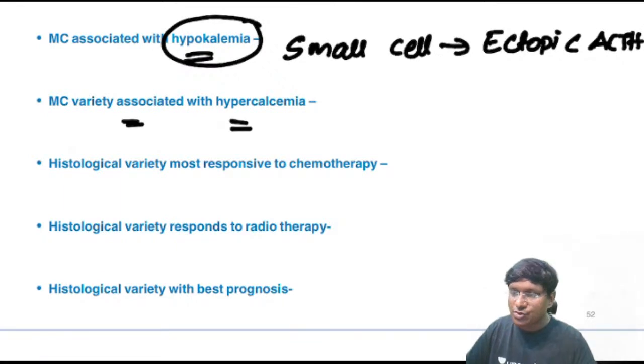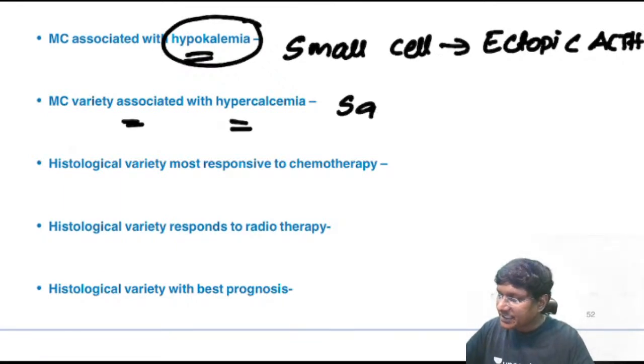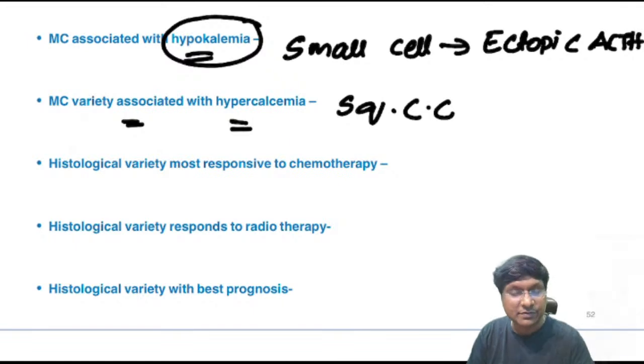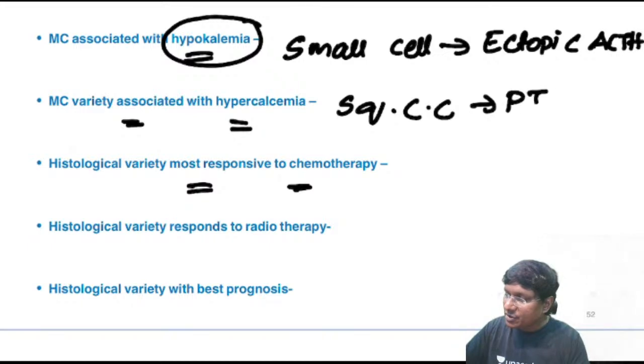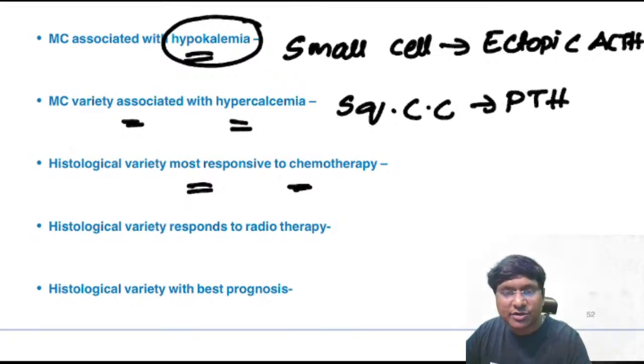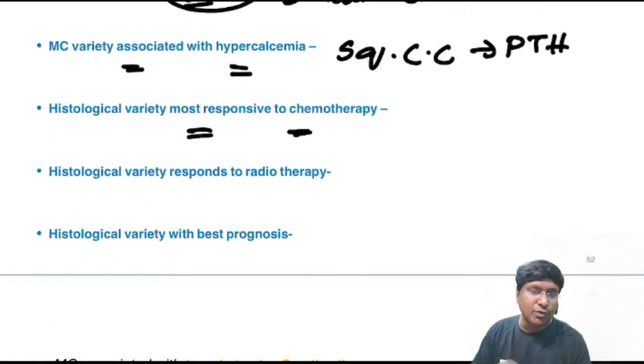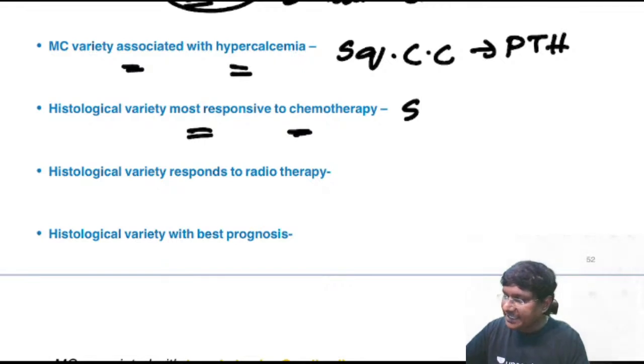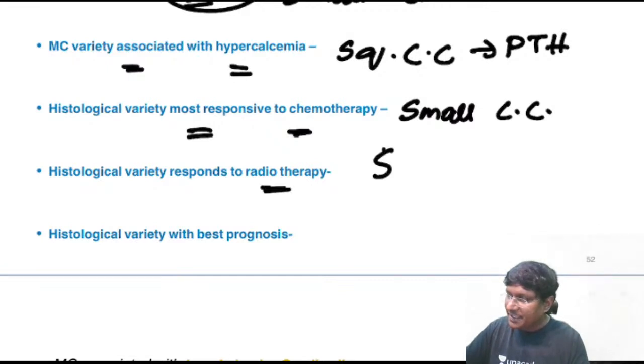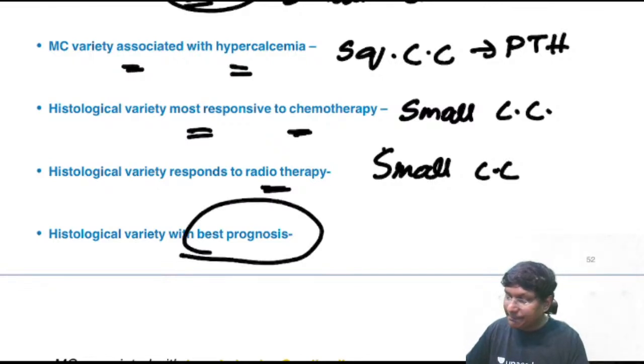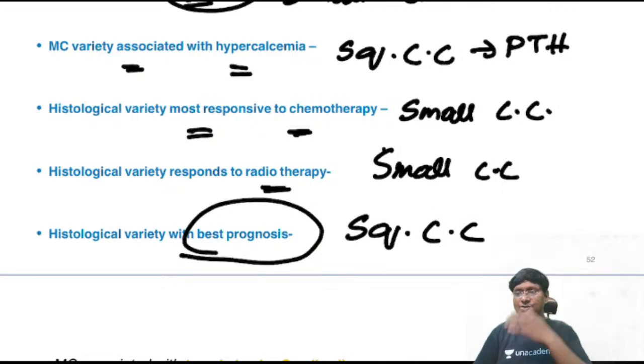And the most common variety associated with hypercalcemia will be squamous cell carcinoma. Why is that? Because squamous cell carcinoma will release parathormone related protein, so that is the reason why it will cause hypercalcemia. The histological variety most responsive to chemotherapy will be small cell carcinoma. Response to radiotherapy will also be small cell carcinoma. And the histological variety with best prognosis will be squamous cell carcinoma.